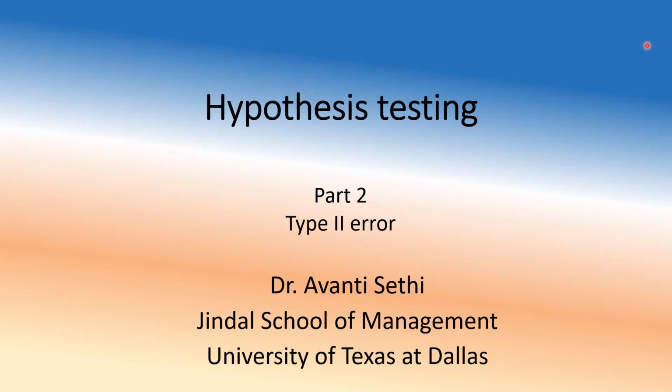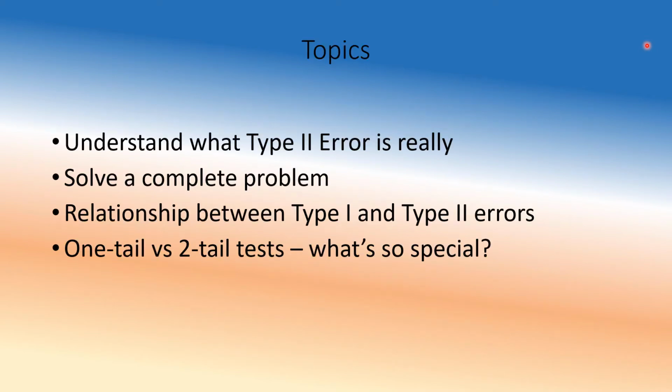In the previous video, we discussed the concept of hypothesis testing and also type 1 error, alpha, reject or not to reject, p-values, all of that. In this video, our focus is on type 2. We are also going to solve a complete problem and discuss the relationship between type 1 and type 2 errors, and also one-tail versus two-tail tests.